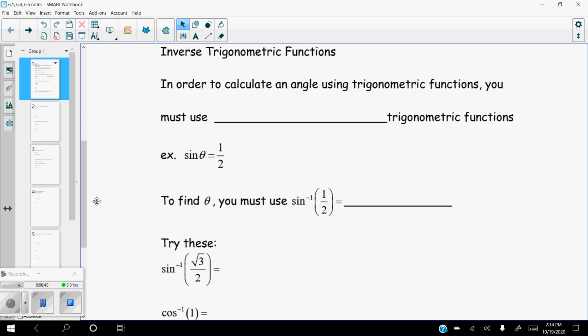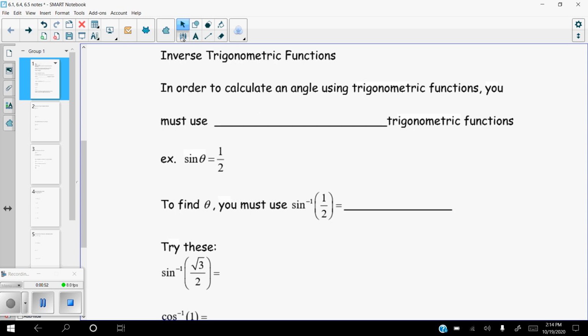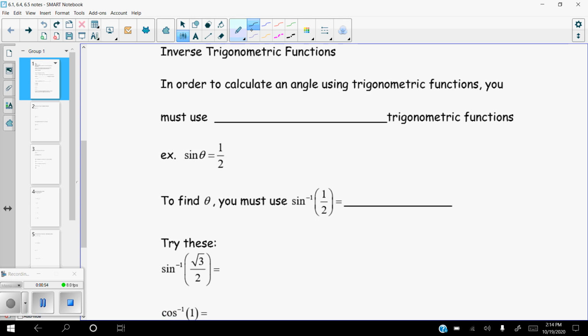So in order to calculate the angle using trig functions, you have to use the inverse trig function. For example, if it says sine of theta equals 1/2, in order to solve for theta, we need to take the inverse trig of 1/2. So we need to do the inverse sine of 1/2. We're actually solving here for theta.